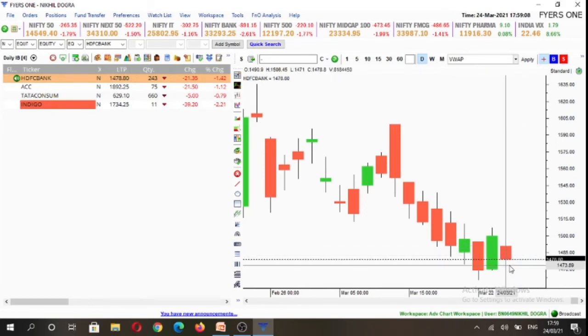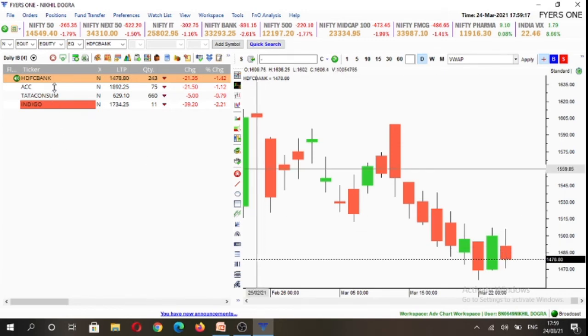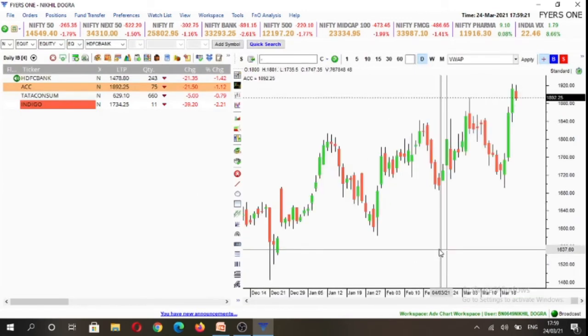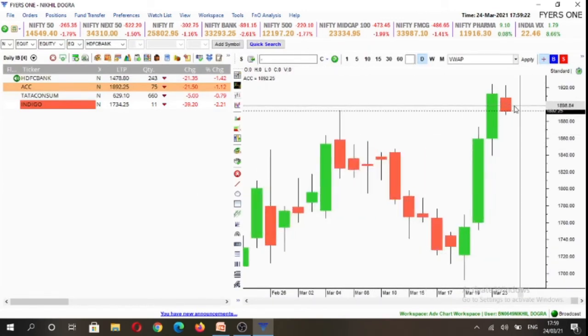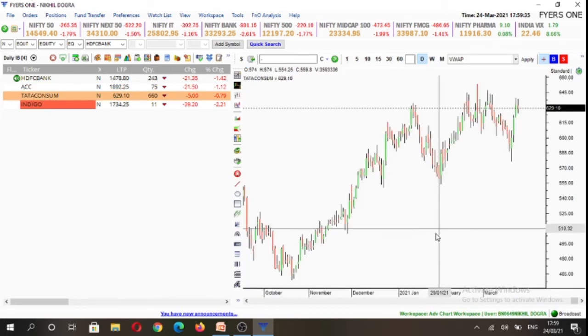So above 1,506.5, we'll look for buying opportunity in HDFC Bank, or the selling opportunity below 1,470.9 levels. Second stock is ACC. You will see that it's again an inside candlestick. So we'll look for buying opportunity above 1,923.4 levels, or selling opportunity below 1,887.9 levels. Our third stock is Tata Consumer Products.